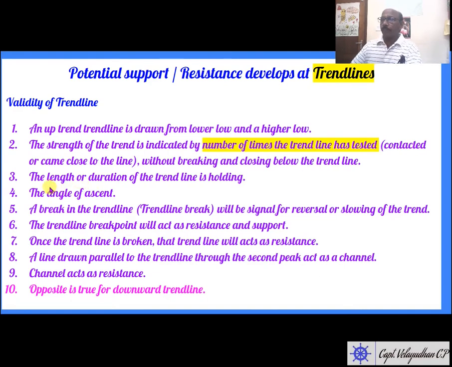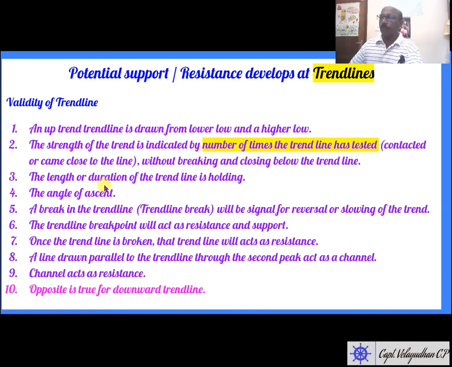Then the length or duration of the trend line: how many days, how many weeks, or how many months the trend line is holding. That also indicates the strength of the stock. The angle of ascent, for an uptrending market, or angle of descent for a downtrending market.